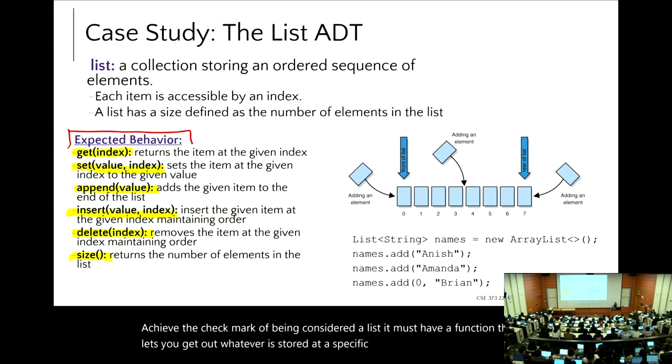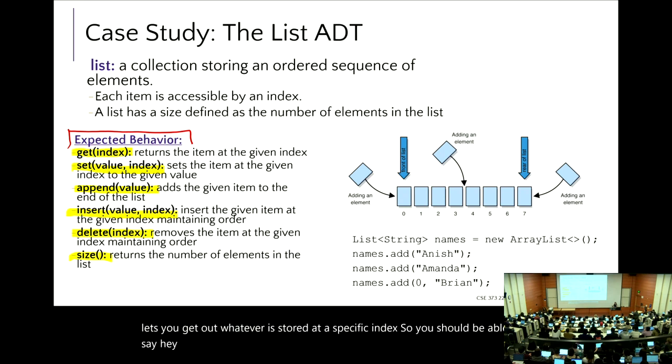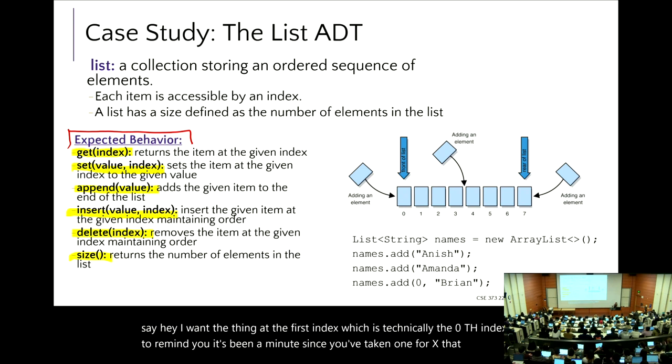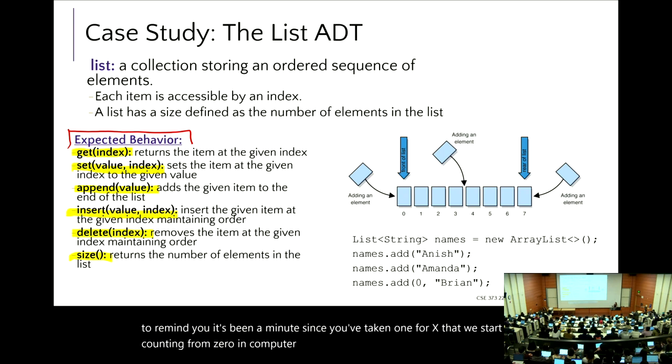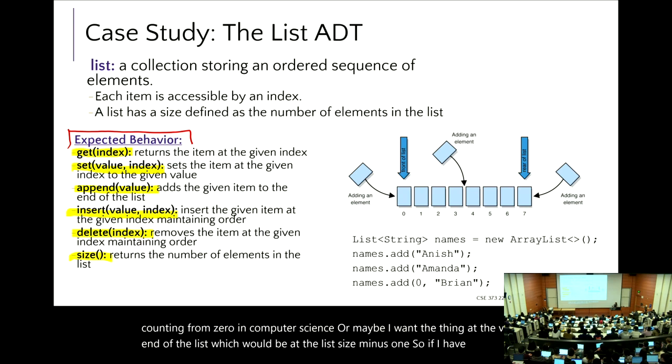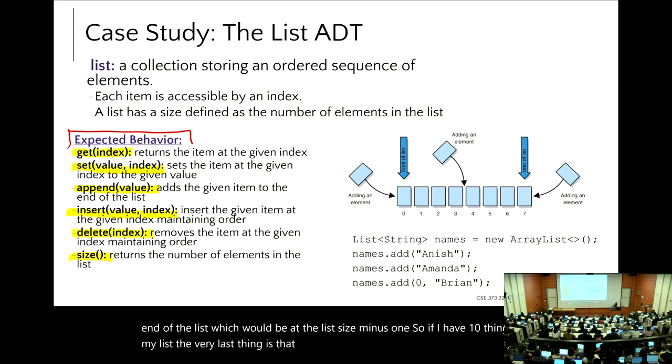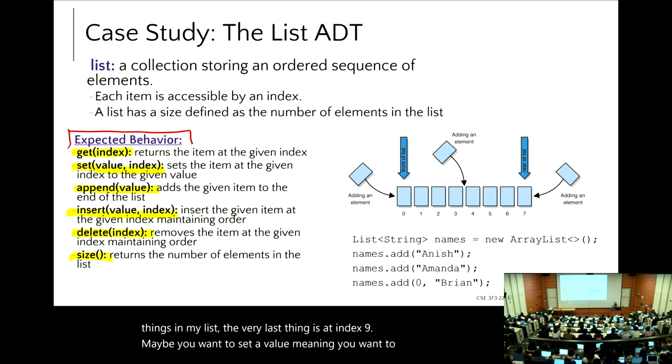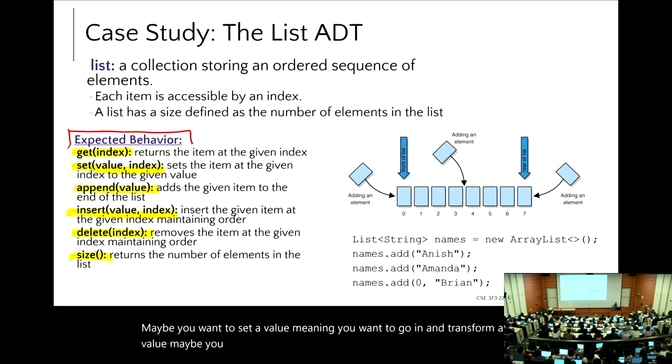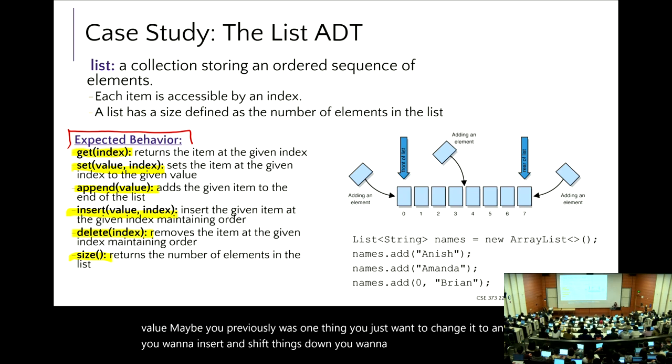So you should be able to say, hey, I want the thing at the first index, which is technically the 0th index. Just to remind you, if it's been a minute since you've taken 142, that we start counting from 0 in computer science. Or maybe I want the thing at the very end of the list, which would be at the list's size minus 1. So if I have 10 things in my list, the very last thing is at index 9. Maybe you want to set a value, meaning you want to go in and transform a value. Maybe it previously was one thing, you just want to change it to another. You want to insert and shift things down. You want to delete and shift things forward, all that good stuff.